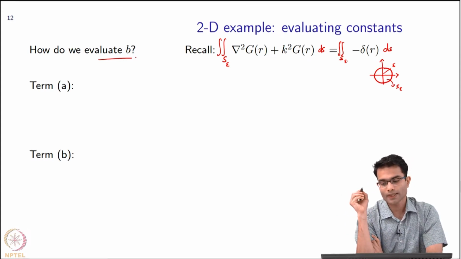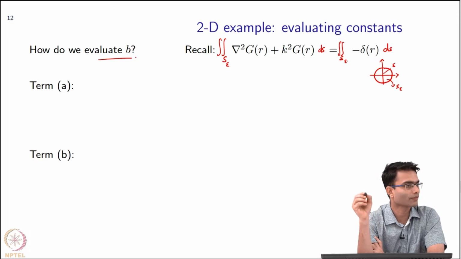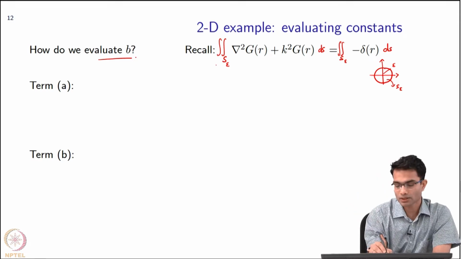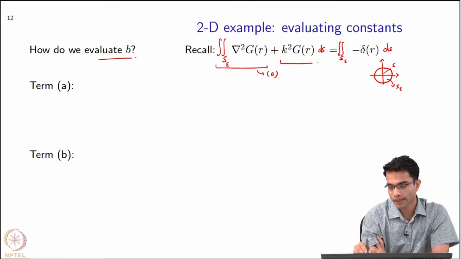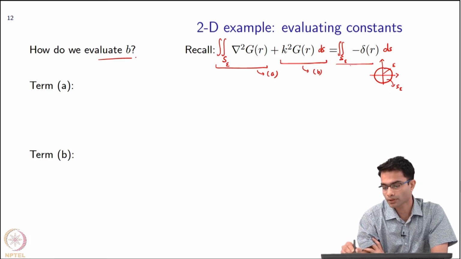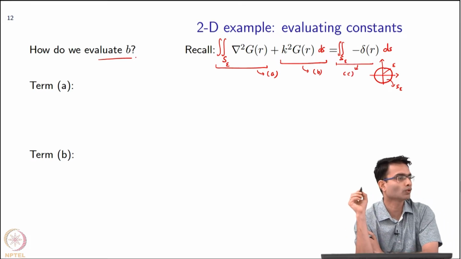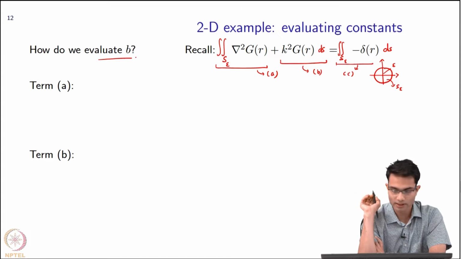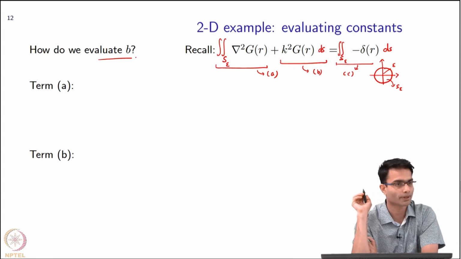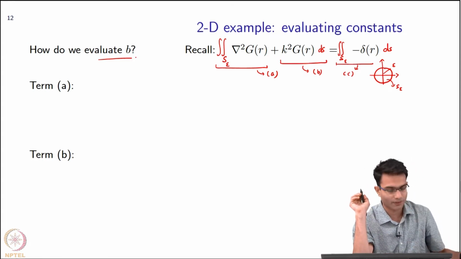Evaluating these integrals requires a little bit of care. The first term over here, when it integrates, I am going to call term A, the second term I am going to call term B, and the third term over here I am going to call term C. We will individually go over A, B, C and do a budgeting to get B, that is the approach that we are going to take. So, let us look at the first term, A.